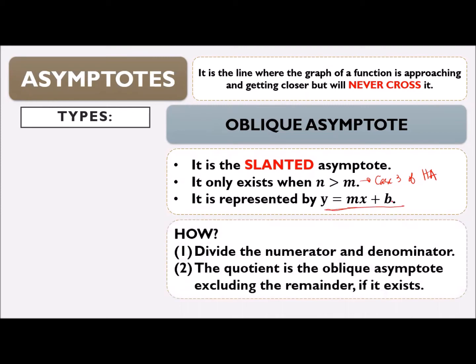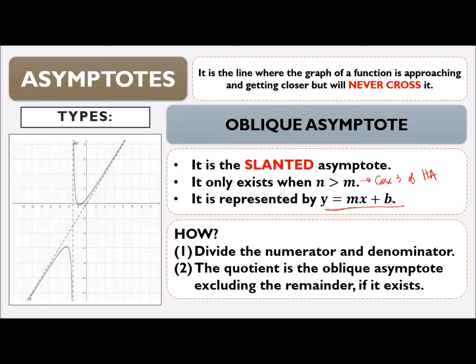Ngayon, paano natin kukunin ang oblique asymptote? We're going to divide the numerator and the denominator. At kapag may remainder doon sa quotient, doon sa nakuha natin na pagka-divide, hindi na natin papansinin yung remainder. Kukunin lang natin yung mismong quotient.